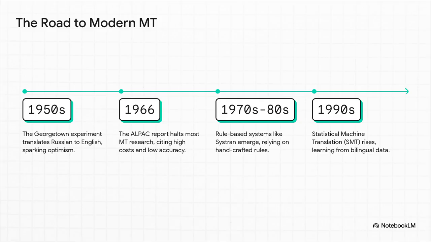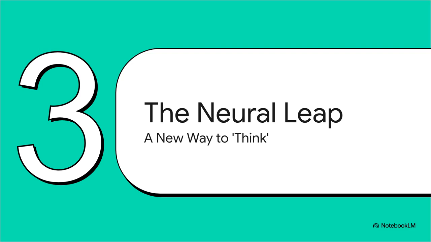For years after that, the main strategy was to build these enormous hand-coded dictionaries and grammar rulebooks. But then, in the 90s, everything changed. A totally new idea came along: statistical machine translation. The thinking was, forget teaching the computer grammar rules. Instead, let's just feed it a mountain of already translated texts and let it figure out the patterns for itself, just based on pure probability. Now, this statistical approach was a massive leap forward, but it still had one major weakness. At the end of the day, it was really just matching chunks of text. To get to the next level, machines needed a completely new way to think about language.